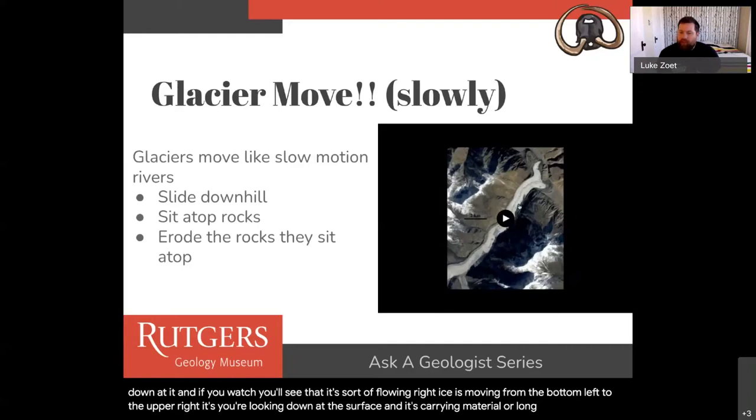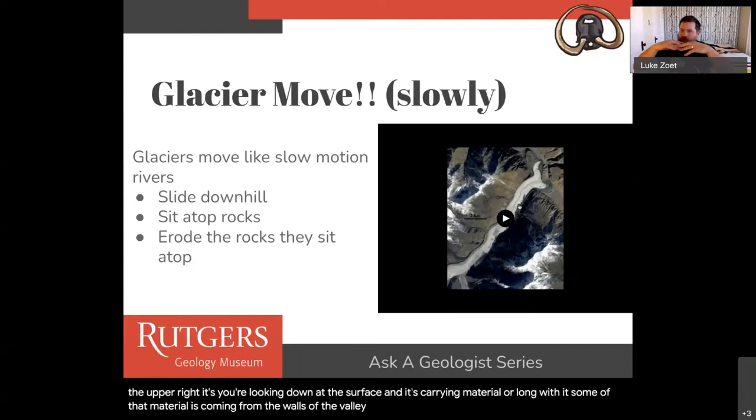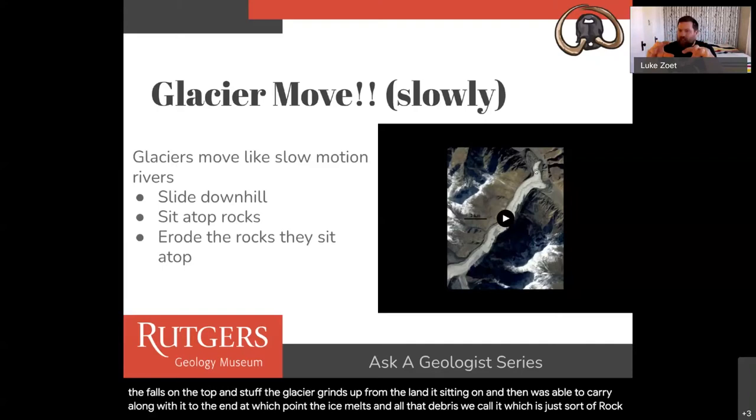Some of that material is coming from the walls of the valley, dropping stuff on top of the ice. It's being conveyor belted down the ice as the glacier moves. It carries all that material to the front and dumps it in these big piles called moraines. The material that makes up the moraines is constituted from two things: stuff that falls on the top, and stuff the glacier grinds up from the land it's sitting on, and then is able to carry along with it to the end, at which point the ice melts and all that debris, which is just rocks and dirt, gets dumped into these big piles.